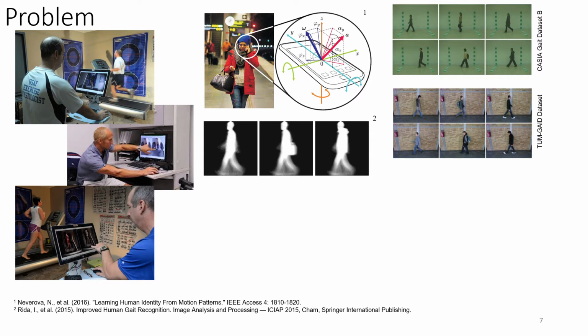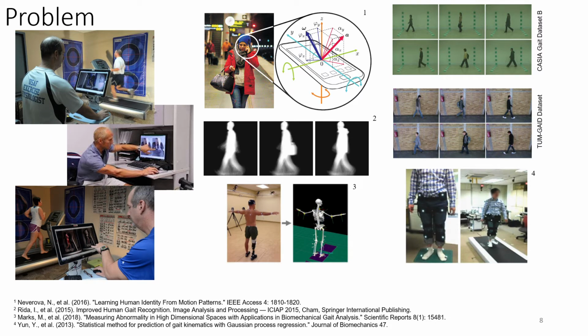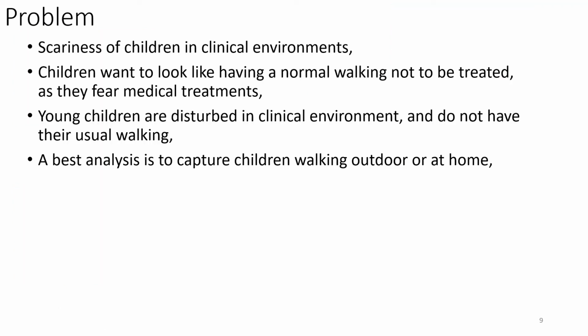Indeed, clinical analysis of walking is usually based on data acquired using sensors or markers. However, according to clinicians, walking with installed sensors and/or in a clinical setting can distort the patient's walking, especially for young children. The best analysis for this kind of patients is to capture their videos walking, ideally outdoors or at home, and to analyze them afterward.